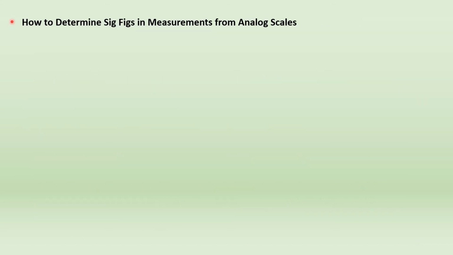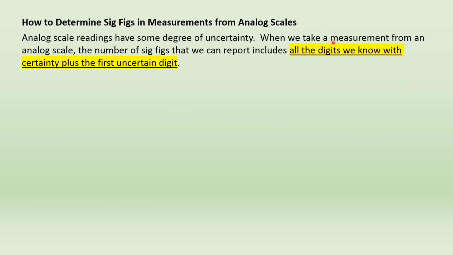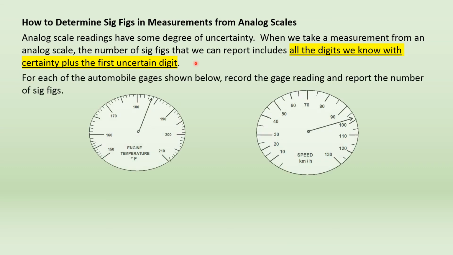So how do we determine sig figs in measurements from analog scales? Well, as I just said, analog scale readings have some degree of uncertainty. When we take a measurement from an analog scale, the number of sig figs that we can report includes all of the digits that we know with certainty plus the first uncertain digit. Important rule.